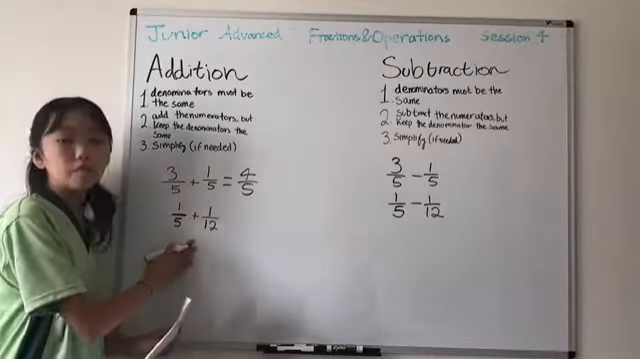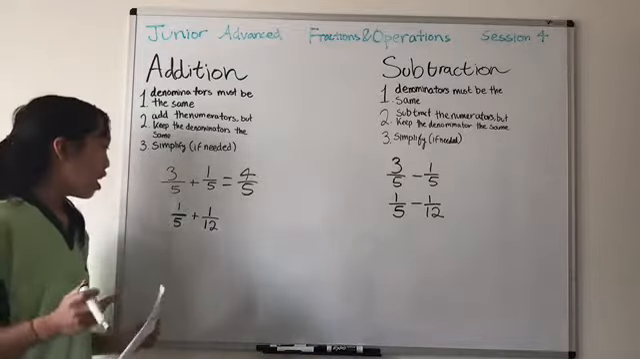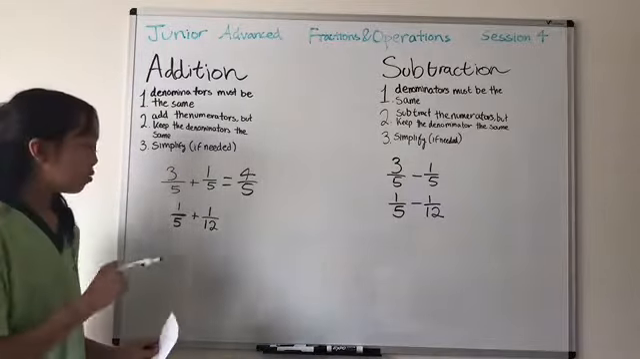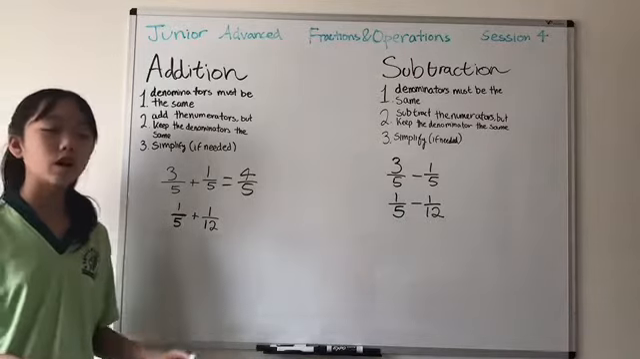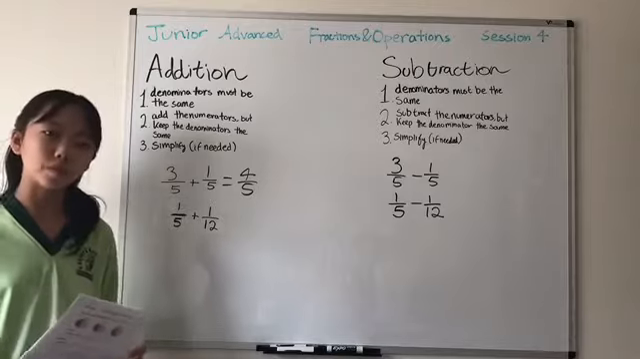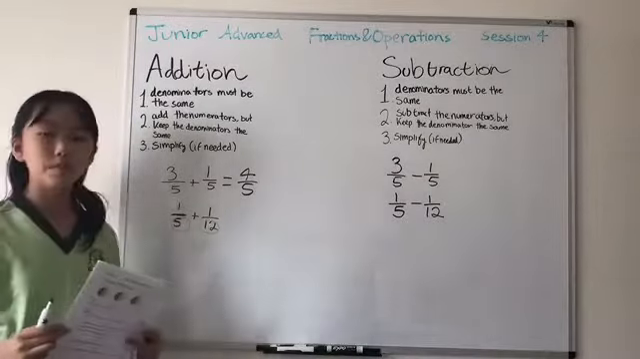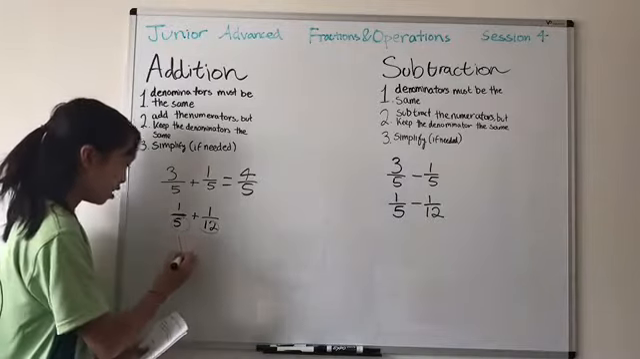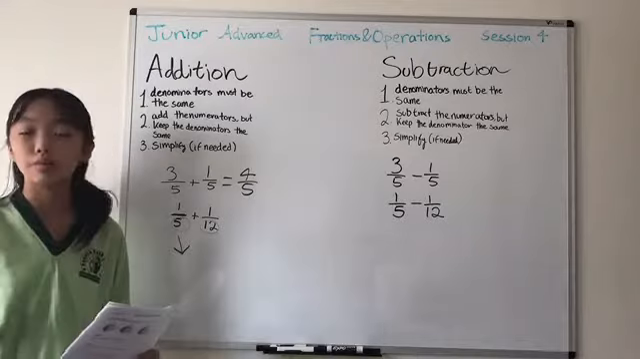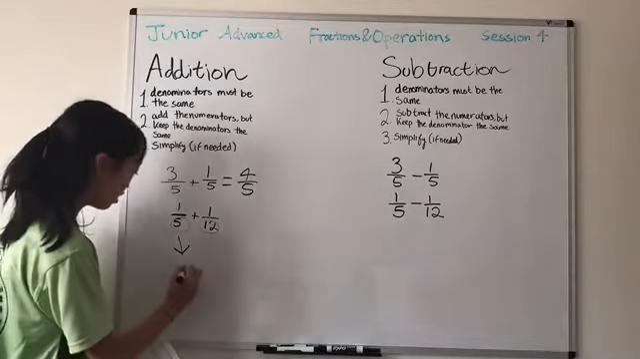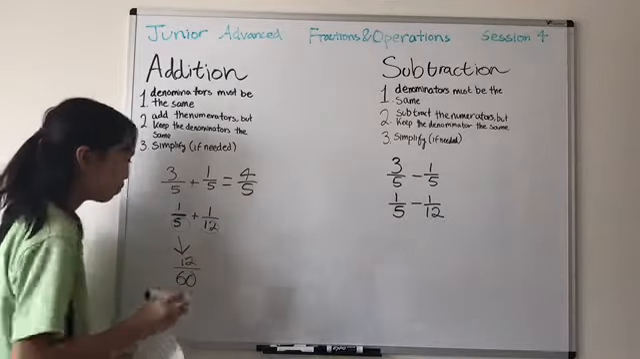So for this problem below, it's a little bit trickier because the denominators aren't the same, and so you want to make them the same. So this is where the concept of least common multiple comes in. You want to find the least common multiple between these two numbers, and so it would be 60. So you want to do times 12 because 12 times 5 is equal to 60. So it would be 60 over 12.